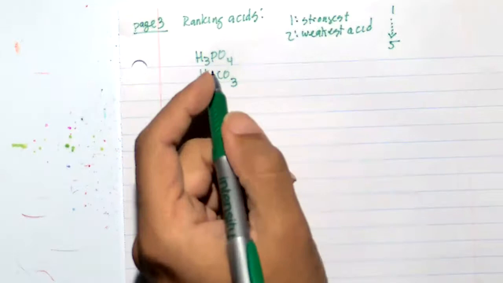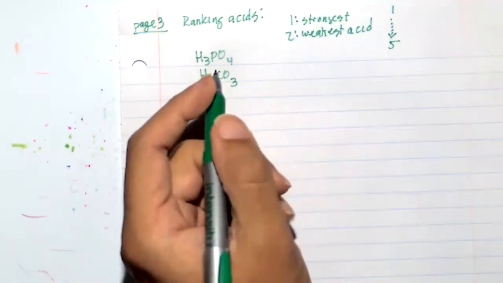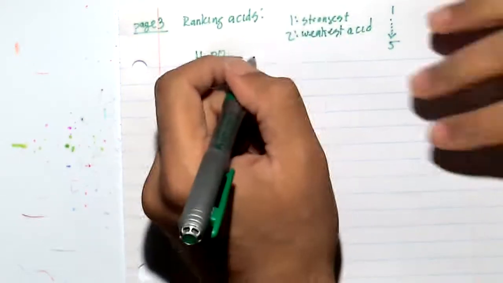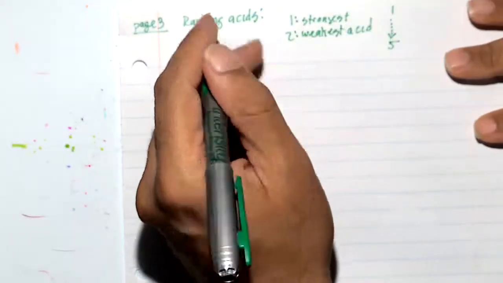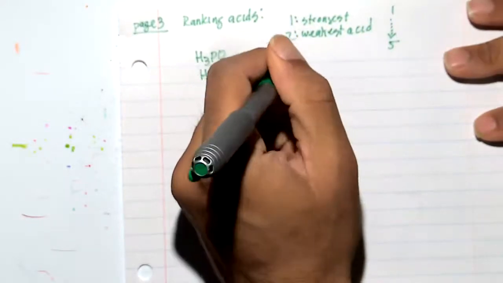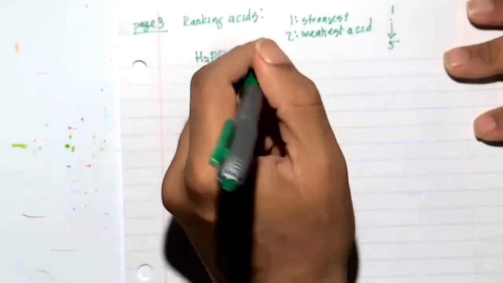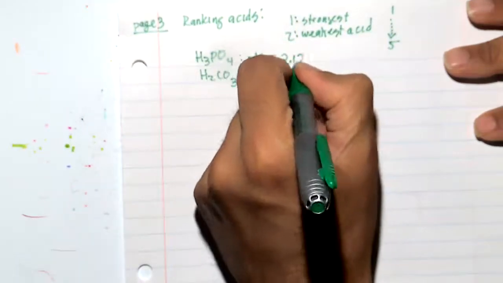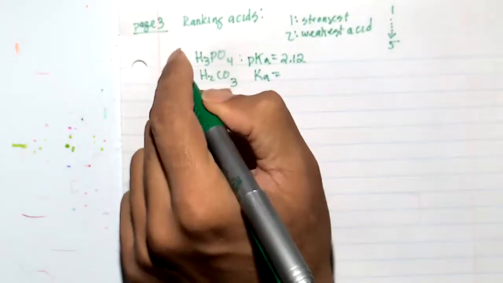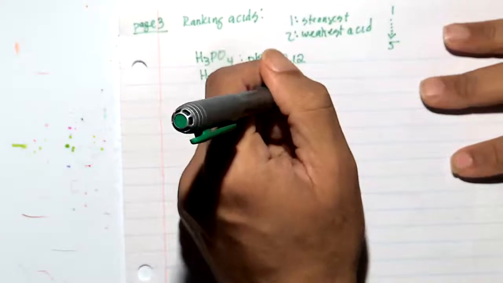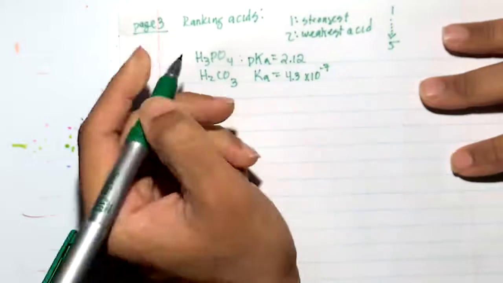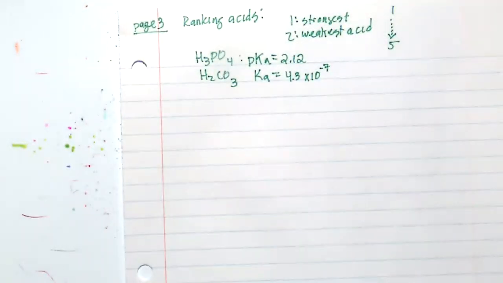But I'm only going to give you 2 in this example, but on the exam you'll have to rank 5 of them. So, which is the strongest acid? Well, there's more information that needs to be given. Here, the pKa of H3PO4, phosphoric acid, is 2.12. And here, carbonic acid, H2CO3, this is found in our bodies by the way, Ka is 4.3 times 10 to the minus 7. Given that data, which is stronger and which is weaker from this pair?